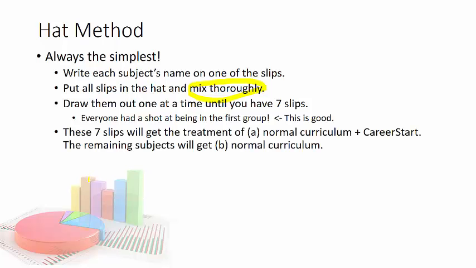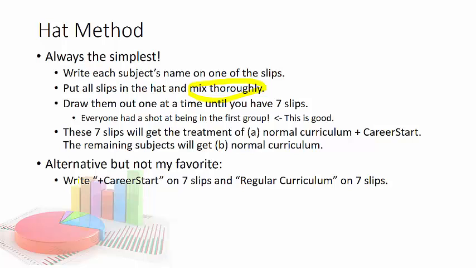Okay. These 7 slips will get the treatment of a normal curriculum plus the Career Start, the first treatment. The remaining subjects will get the normal curriculum, which is the second treatment. Now, here's an alternative. It's not my favorite. Something feels wonky to me, but technically it's okay.